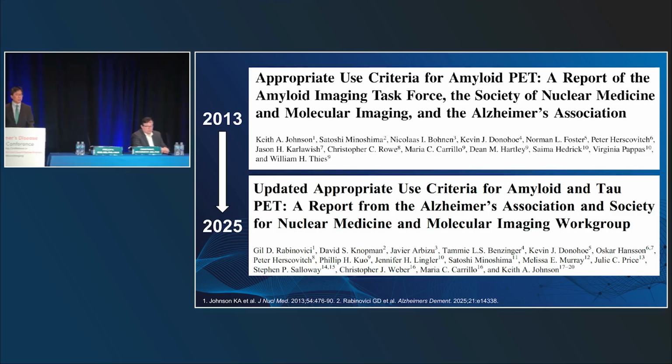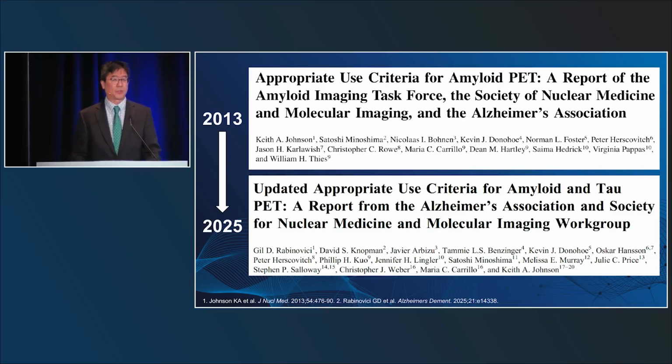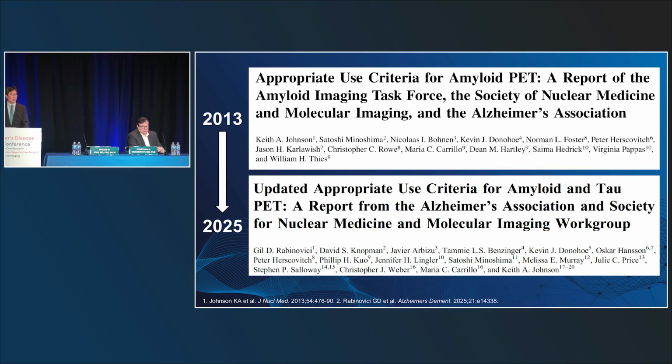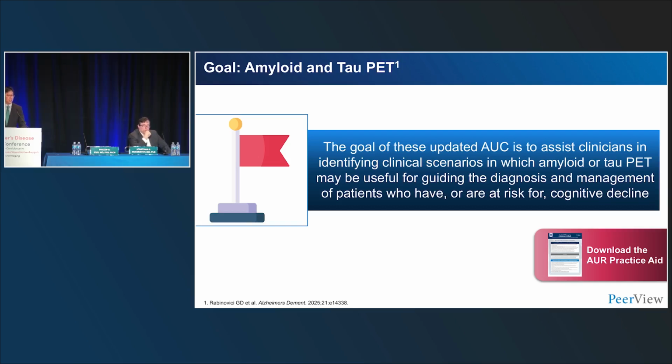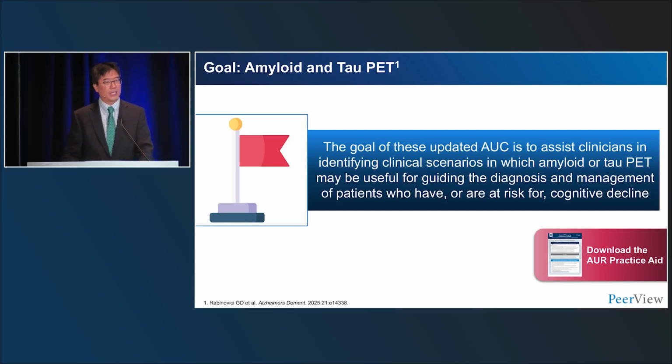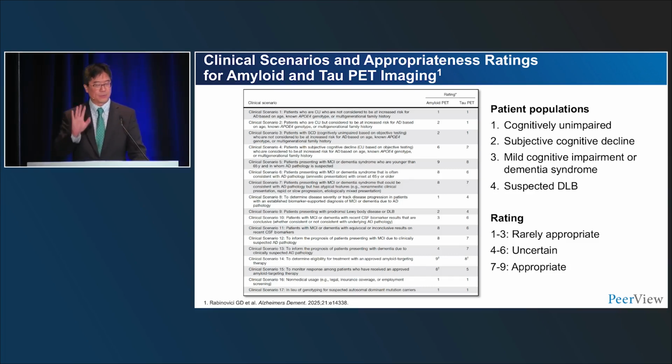So the appropriate use criteria for amyloid PET was first published in 2013, and then 12 years later was published the updated appropriate use criteria for amyloid, and we actually added tau PET, just like the biomarker staging criteria added emphasis on tau. And the goal of the updated AUC was to assist clinicians in identifying clinical scenarios in which amyloid or tau PET may be useful for guiding the diagnosis and management of patients who have or are at risk for cognitive decline. Not going to go through the whole thing, of course. The reference is there for you.